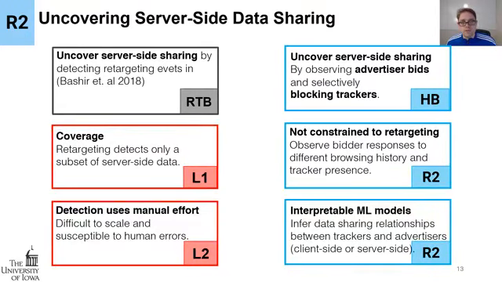Secondly, prior work is limited due to processes which require manual effort, do not easily scale, and are prone to human error. We use an interpretable machine learning model that is separately trained for each advertiser. We argue that a model that predicts advertiser bids from tracker presence as input features also uncovers data sharing relationships between advertisers and trackers.